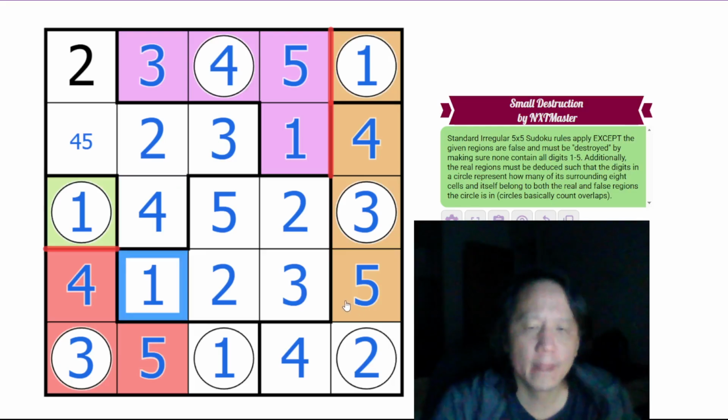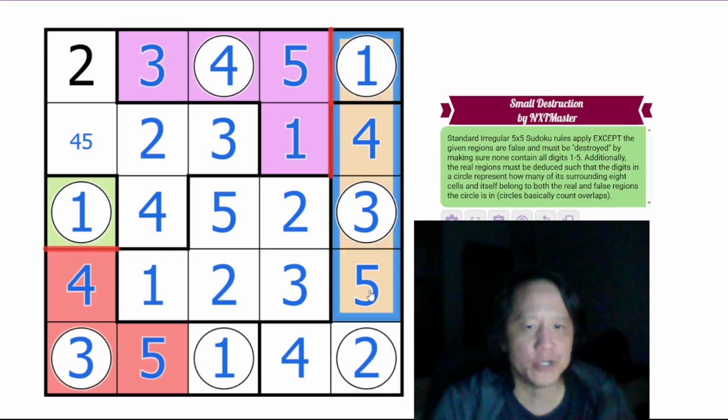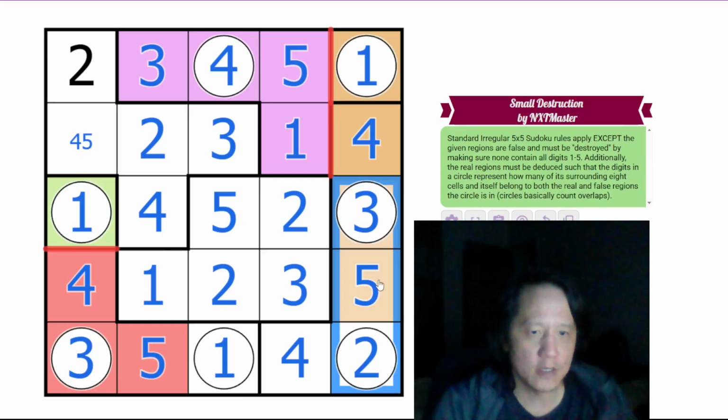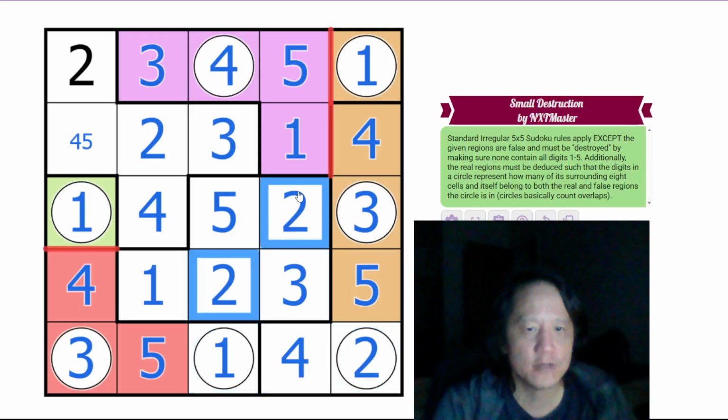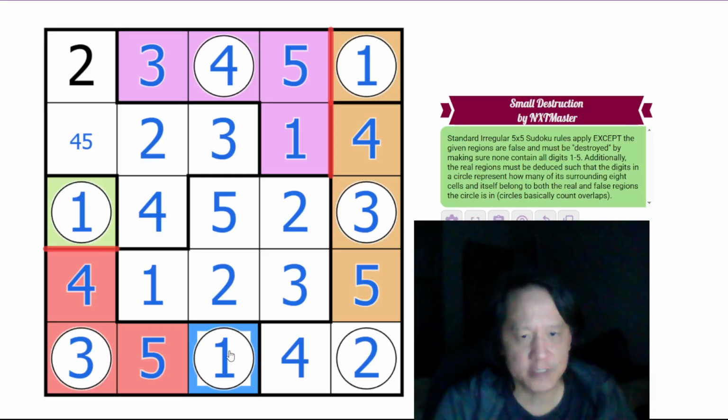Okay. This orange can be part of this 2 or this 2. If it goes this way, then this region gets blocked off from the 5 by these 2s here. It cannot go here because this has only one cell that is in the same real and false region, and it has to be itself. It cannot be that one. So this is definitely a border here.